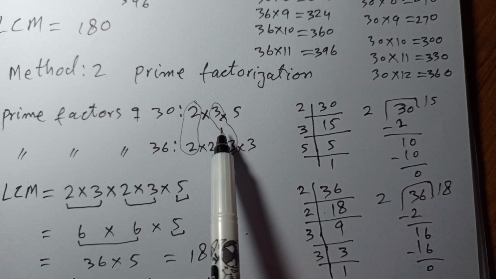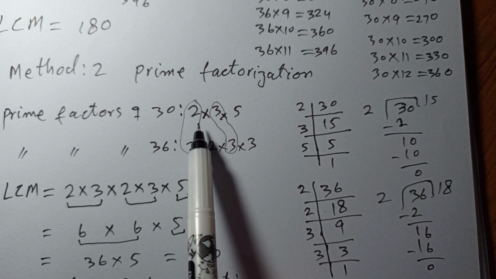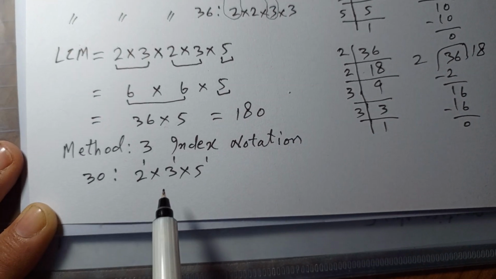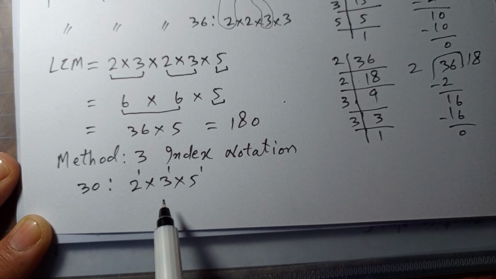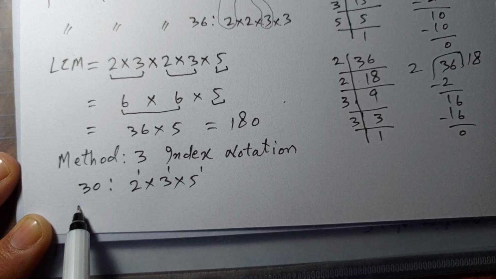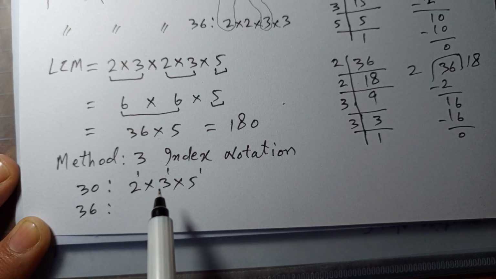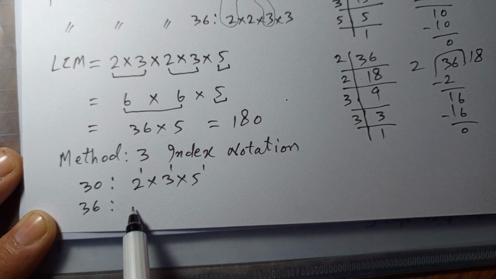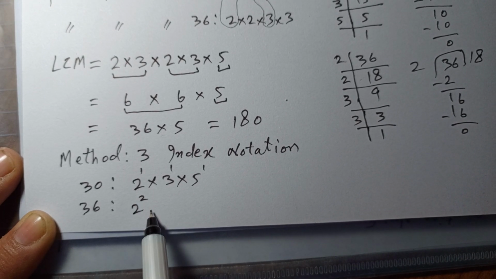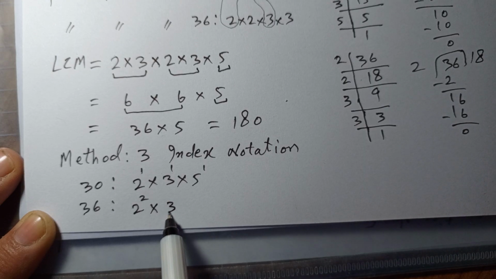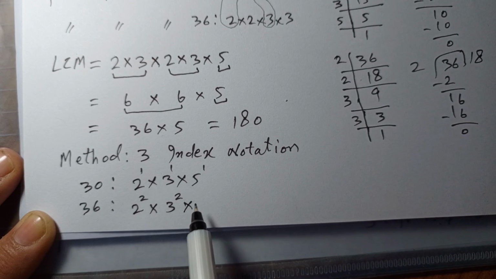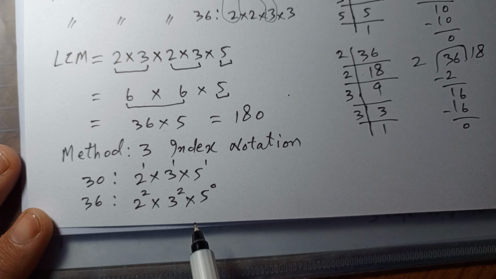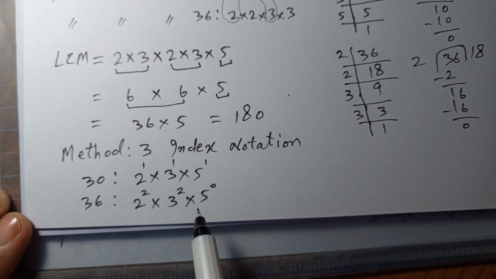When we got the prime factorization of 30, we got 2, 3 and 5, and I have written it in the form of index notation here. Now 36 in the form of index notation, you will get 2 is 2 times and 3 is also 2 times, so you will write 2 raised to power 2 and 3 raised to power 2, while 5 is 1 time, and here you will see that 5 is 0 time. There is no 5, so you will write 5 raised to power 0.